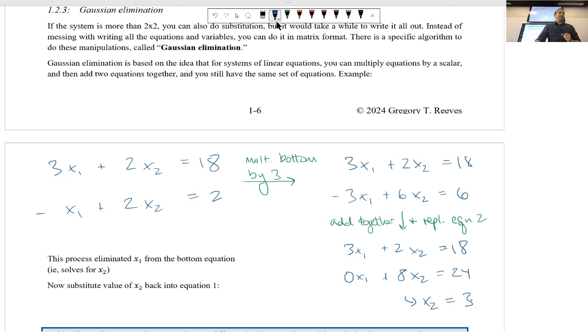Now this process where I sort of intelligently eliminated one of the variables by these row operations, this process is what's known as forward elimination. Forward elimination, and that is the eliminating x1 from my equation.